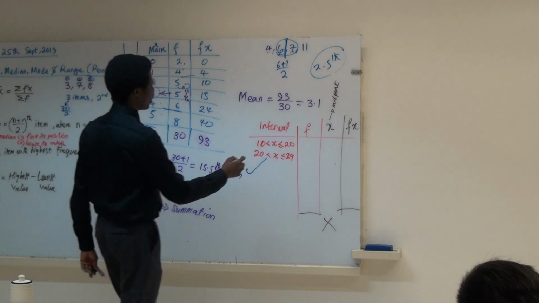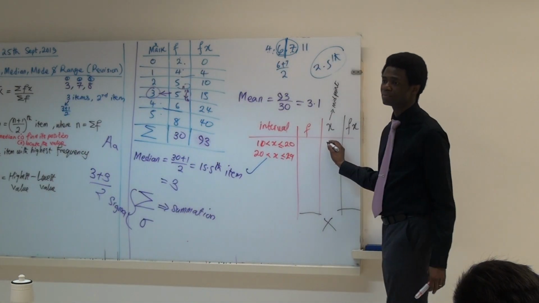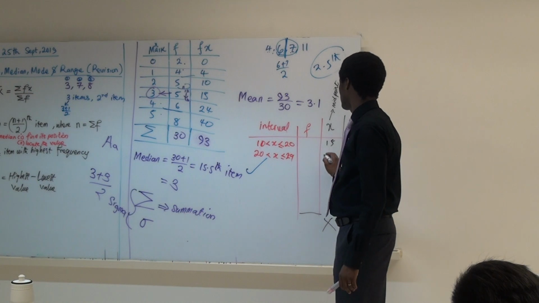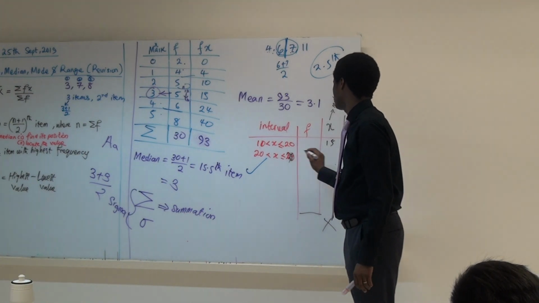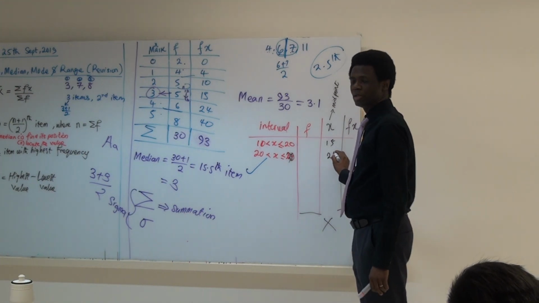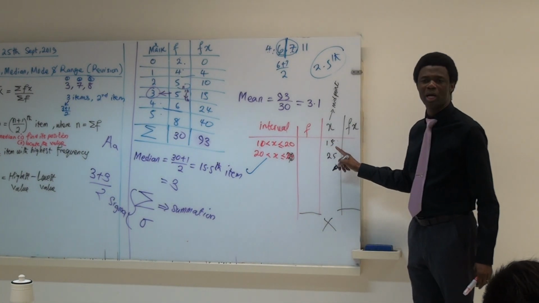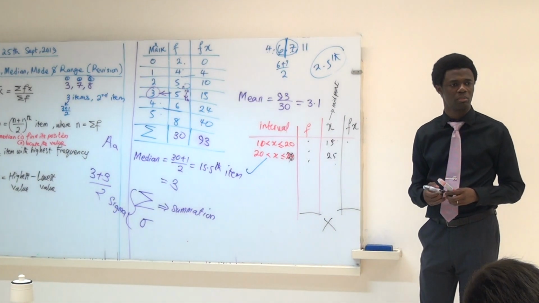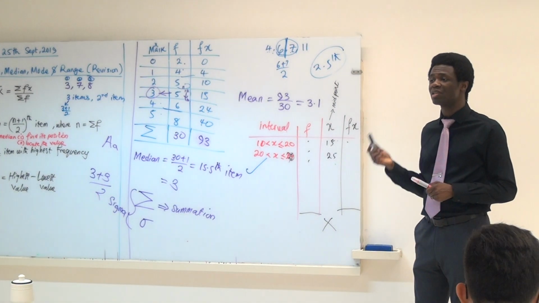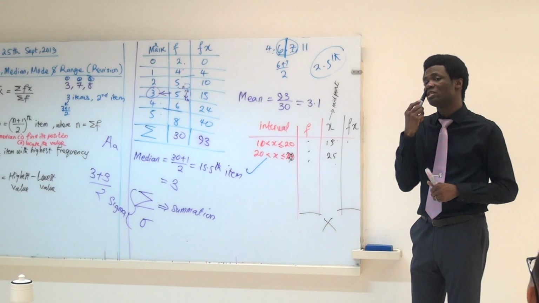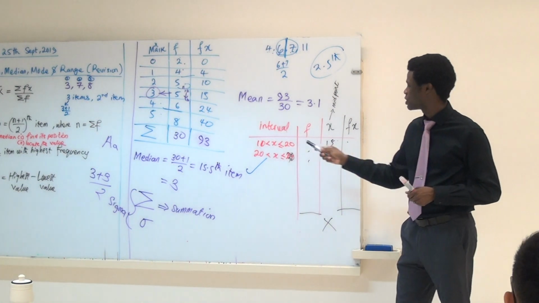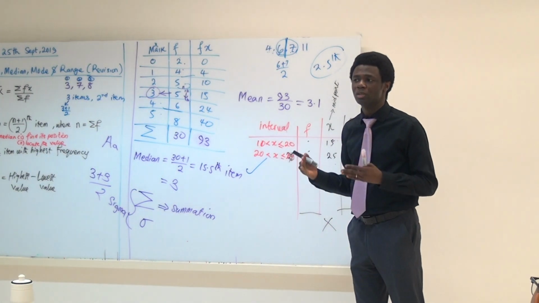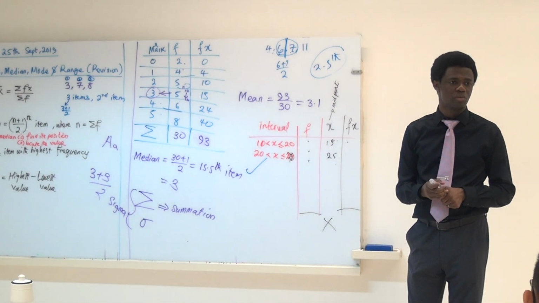So what will be the midpoint of the first one? 15. Second? This will be 25. So these are the numbers you use with the frequency to continue your work for the mean. So the mean you will get in this case is not the actual mean. It's the estimated mean, because this is an interval. You don't know the exact values.